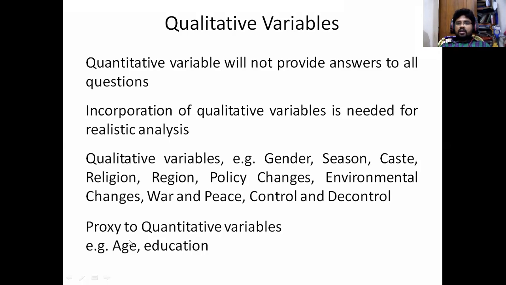And if you take quantitative variables, for example age, we can measure in terms of years or months or days. If you take education, we can measure first year, second year, third year, or first class, second class, third class. This is a quantitative variable. For example, production, exports, GDP, exchange rate are called quantitative variables, whose values we can quantify.